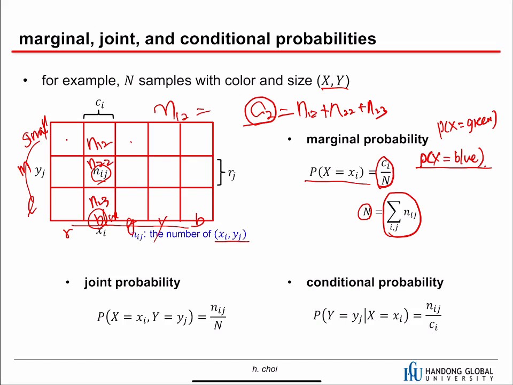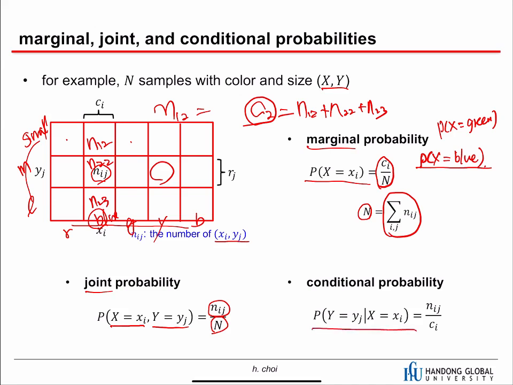Okay, then next one is joint probability. Joint probability is the probability of a specific cell like this. So when x is some specific color and y is some specific size, then what is the probability of that case? The probability of that case can be calculated based on this ratio of n sub ij to n. Okay, I think this is really trivial. I think you understand what I mean by this, but you have to be familiar with these terminologies, marginal probability and joint probability.